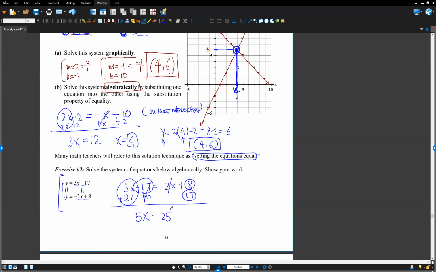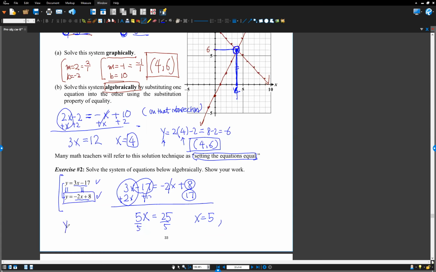What's next? Now we need to divide by 5. 5 and another 5. x equals 5. That's it. But we need to find the y value too. You can use it here or here. It doesn't matter. I'm going to use the second one this time.